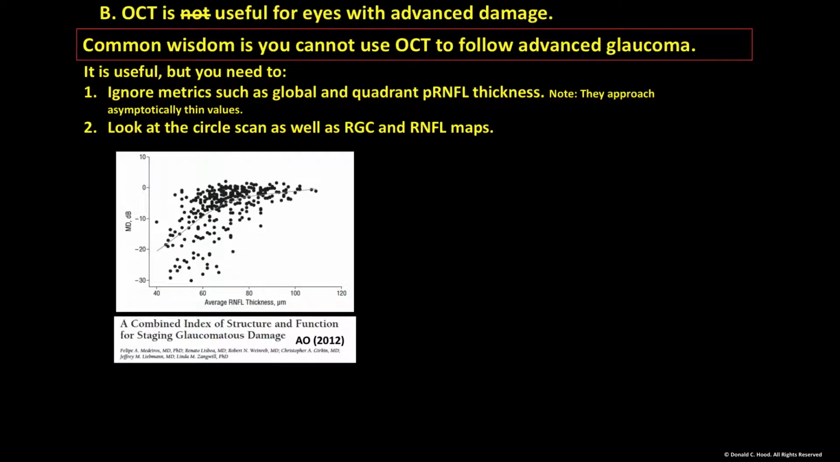So here's a nice study that supplies the kind of data behind the argument you can't use it for advanced damage. And I should say, in fairness, that my lab has published a number of studies that also can be used to make the same argument. So what you're looking at here is each dot's a point, and on the y-axis here is the mean deviation of the 24-2. Here is the average retinal nerve fiber layer thickness of the OCT.